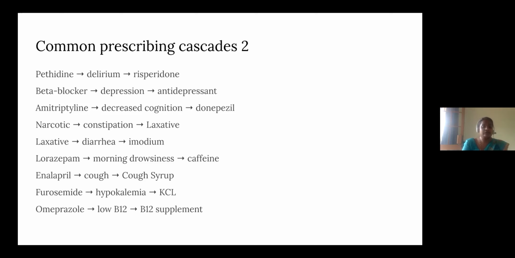Enalapril, a common one, causing dry cough, a bradykinin-induced cough, and patients start on cough syrup. Furosemide causing hypokalemia, starting KCl replacement. Omeprazole causing low B12 levels and B12 supplements. These things are common in our practice. If we are vigilant, we can detect them and stop the prescribing cascade at that point.